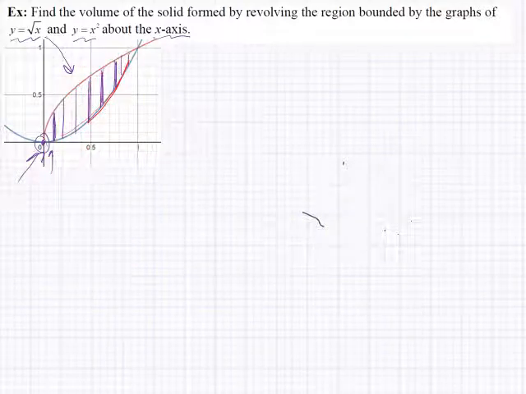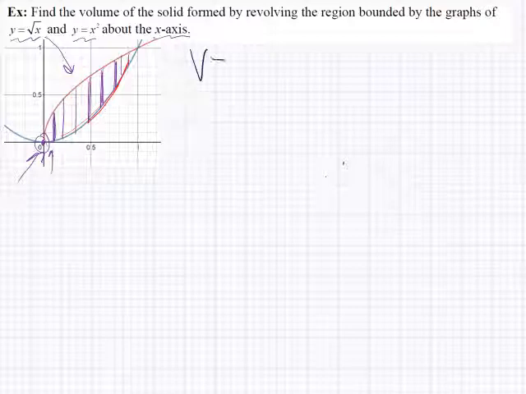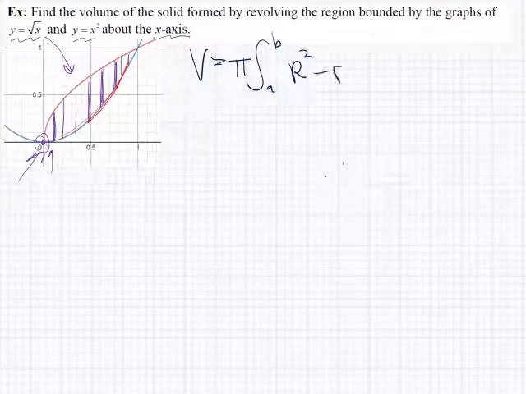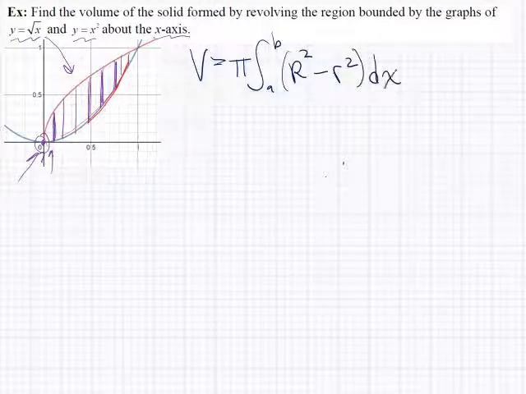Now, that's really going to have to be your decision: is this a washer method problem, a disk method problem, or eventually, a shell method problem? We're going to say this is a washer method problem, and the volume is calculated by pi times the integral from a to b of big R squared minus little r squared. Each one individually is squared, and we do dx, because we said vertical rectangles. So we need to figure out our width and our different radii, and go from there.